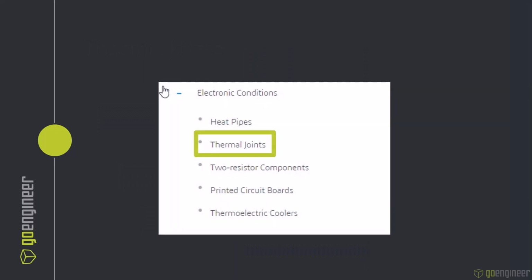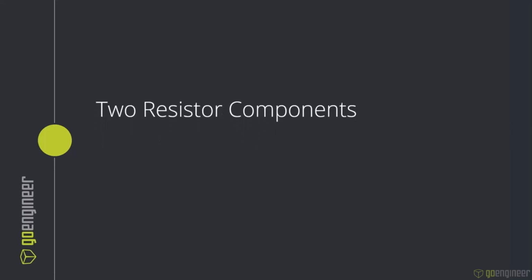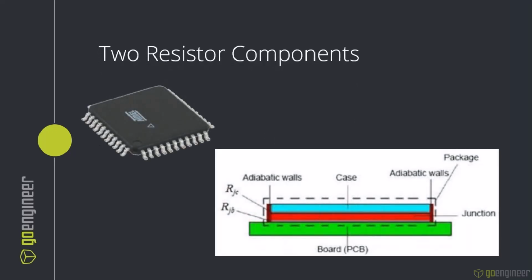All right, so thermal joints we got done. We're going to talk about two resistor components. Two resistor components are essentially simplifications on a chip. There are other models for how to simplify the heat produced by chips, but this is one that's kind of the industry standard. It's really simple and really easy to use.